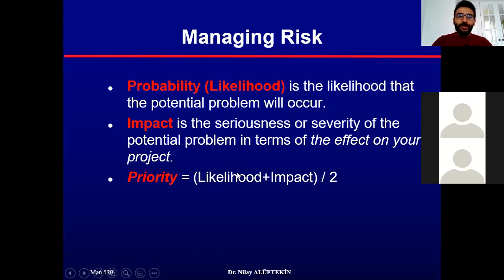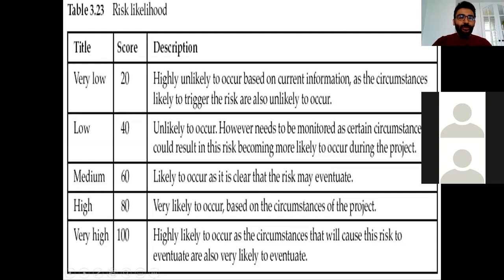But the important thing here is just to give a priority. The mathematics does not matter much, but here is the easiest way to sum them and divide them through. First of all, you need to decide which risk likelihood your risk factor has. For example, if it's very low, you just give a score of 20. If it is low, unlikely, you give 40, medium 60, high 80, and very high is 100.